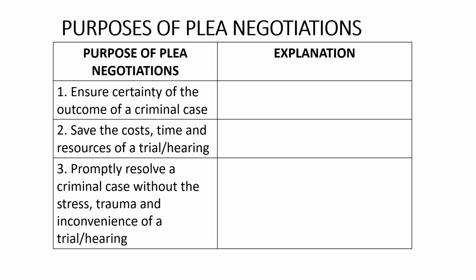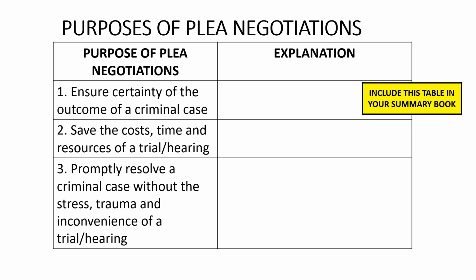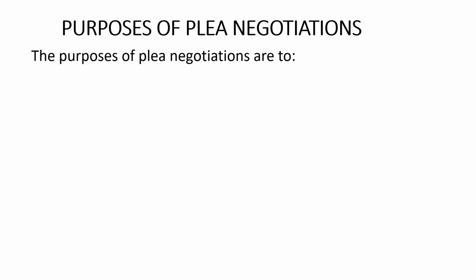Please draw up a table like the table on this slide in your summary book. I've set out the three purposes of plea negotiations in the left-hand column of this table. After listening to my explanation of these three purposes, you must summarize the explanation for each purpose in the right-hand column of this table. Make sure that you leave sufficient room in the right-hand column of your table to summarize this explanation. As I've said, there are three purposes of plea negotiations.